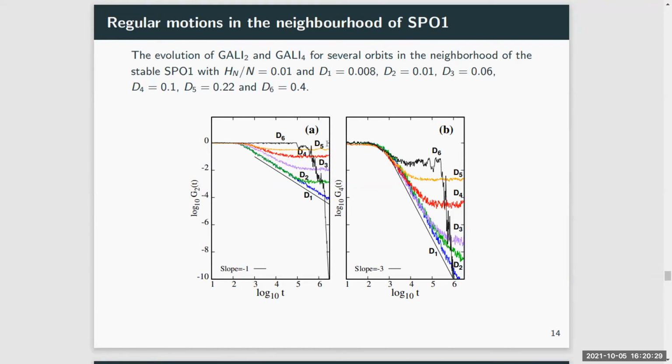As you can see, D2, D3 up to D5, the same is true here. And in time, for large values of D, as you can see, D6 in both cases, the perturbed orbit becomes chaotic since it is outside the stability island. So the GALIs decrease exponentially fast because it's chaos.